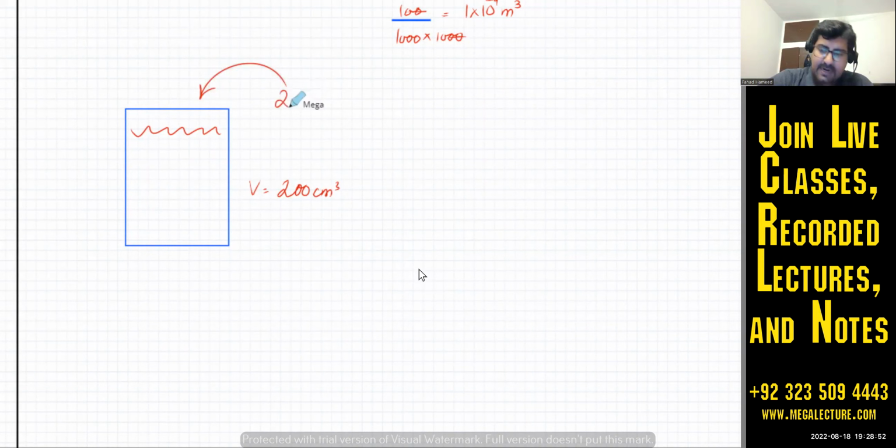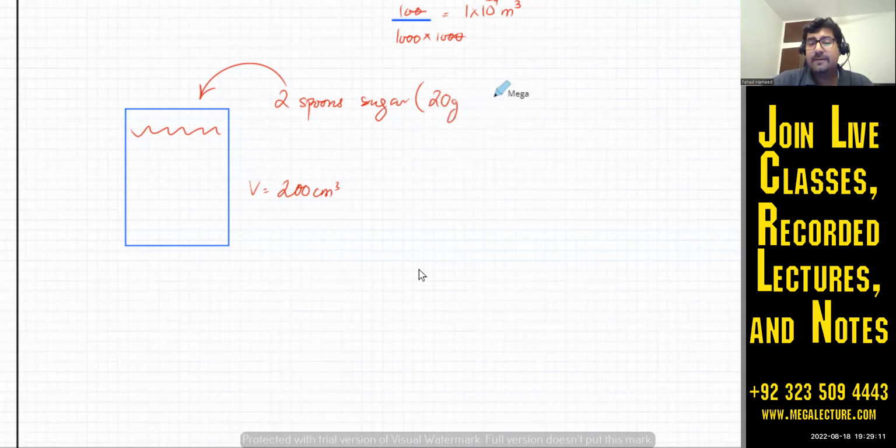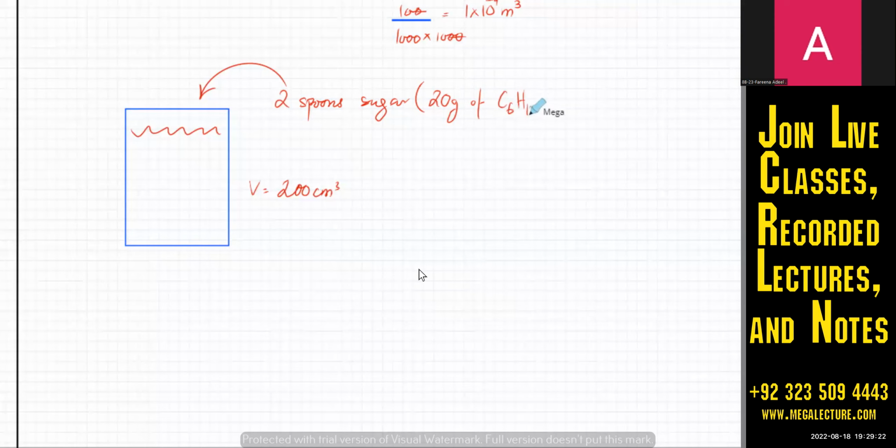So add 2 spoons of sugar. Now those 2 spoons of sugar will have a certain mass. So let's say it's 20 grams. And what will the formula of sugar be? I hope everyone knows, it's glucose. If you don't know, I'm just going to write it down. 20 grams of glucose is C6H12O6. Okay.